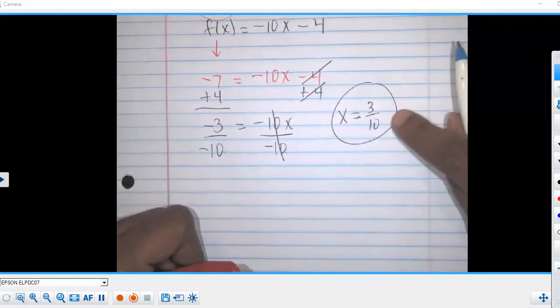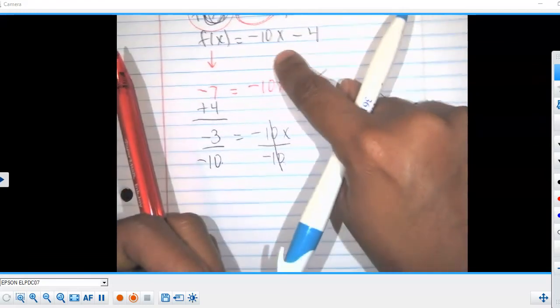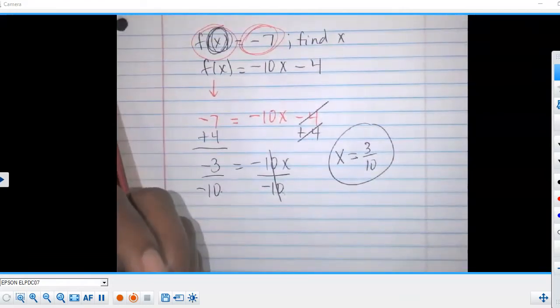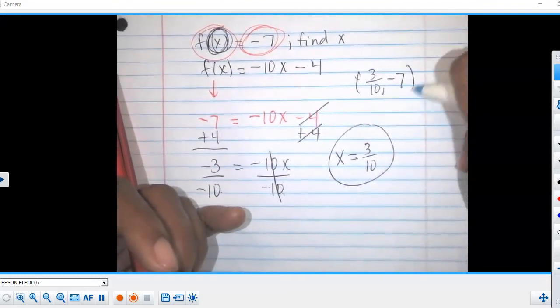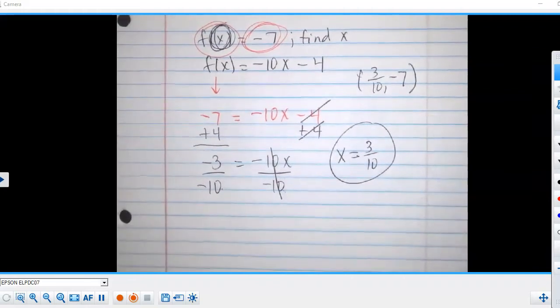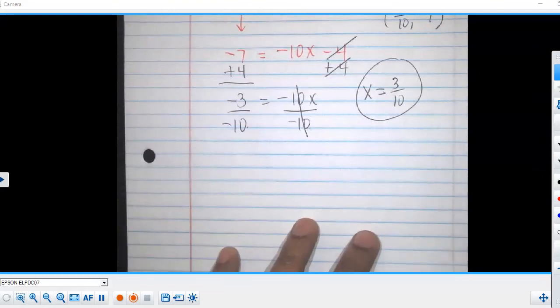That's the answer. So when you put basically 3/10 into this function, you're going to get out a -7. Okay, so hopefully that makes sense to you more now. And that's it. So that's everything I want to say on evaluating functions, besides the fact that graphs.